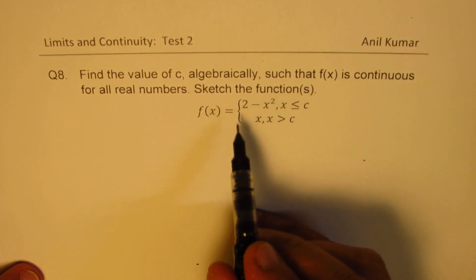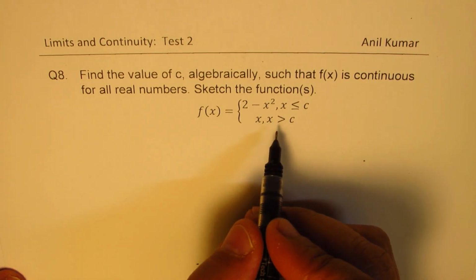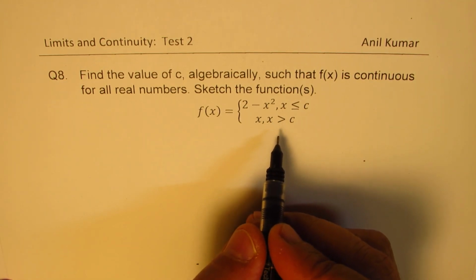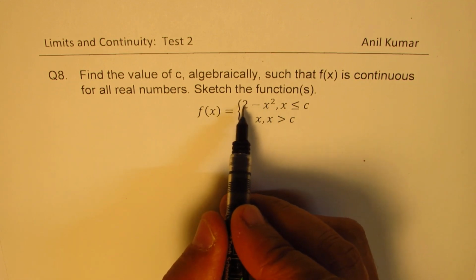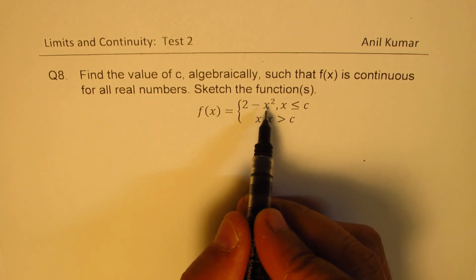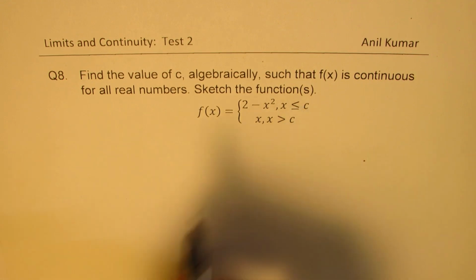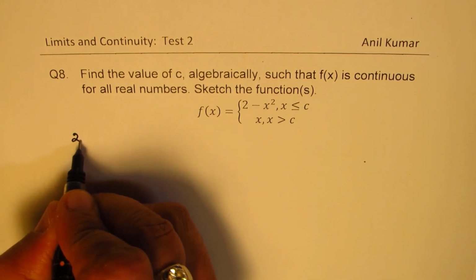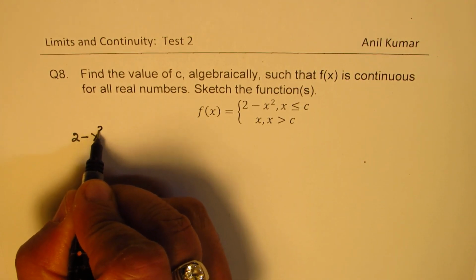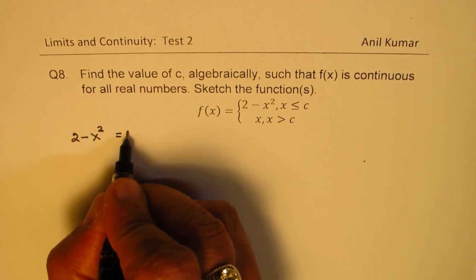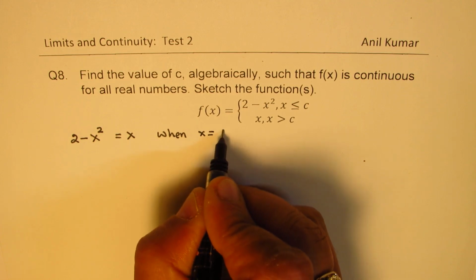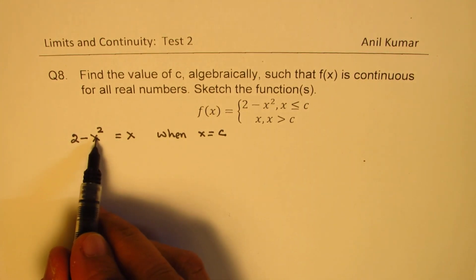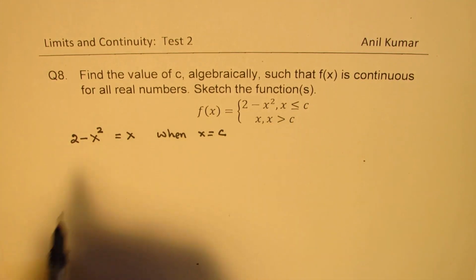So for this function to be continuous, what should be the condition? Well, if I substitute c, I should get the same value. These are the two legs, right? They should match up at x equals c. So basically, 2 minus x squared should be equal to x when x equals c, right? So we can substitute c here and then get the value of c.